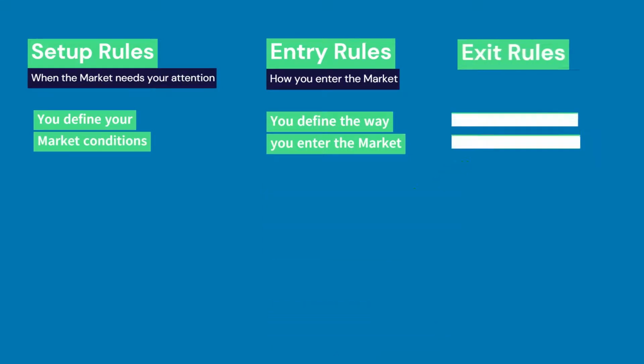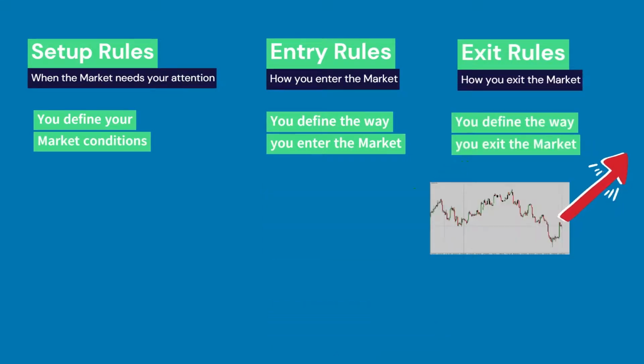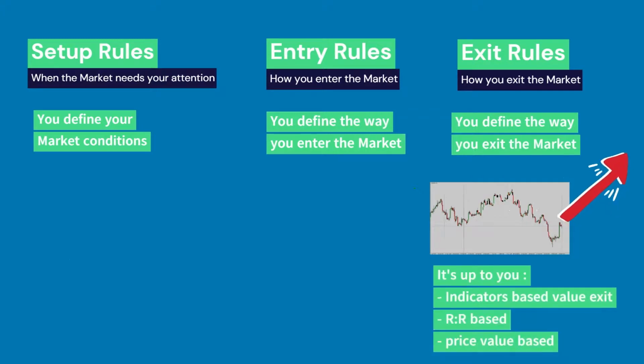Finally, the exit rules. They are used to define the way you want to exit the market, still based on your own dynamic values, for example. Any trailing exit strategy can be defined, like indicators-based exits or price-based exits. It allows you to close the order or change the stop-loss value during the order lifespan.